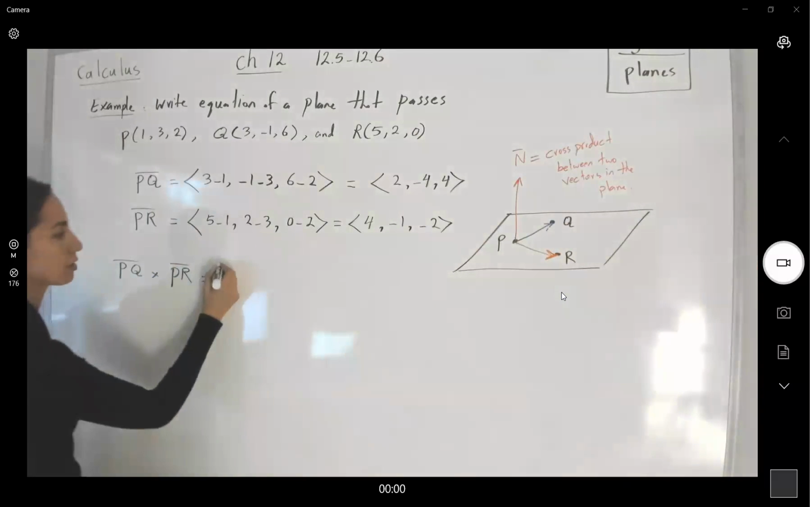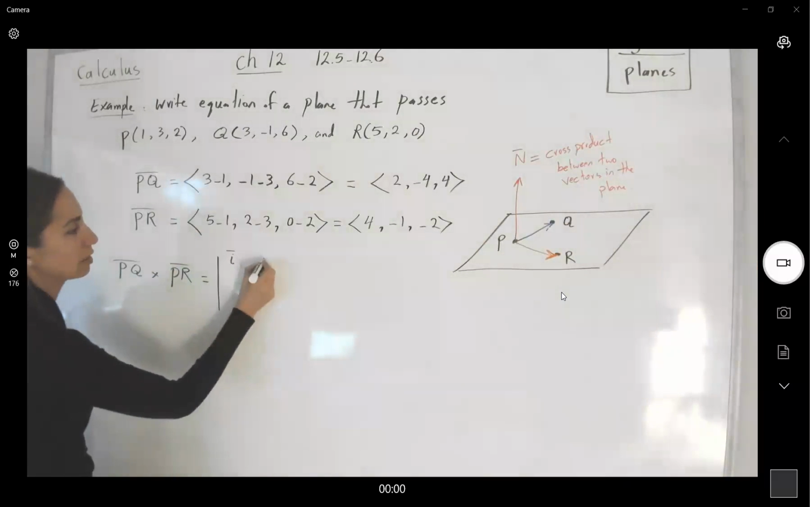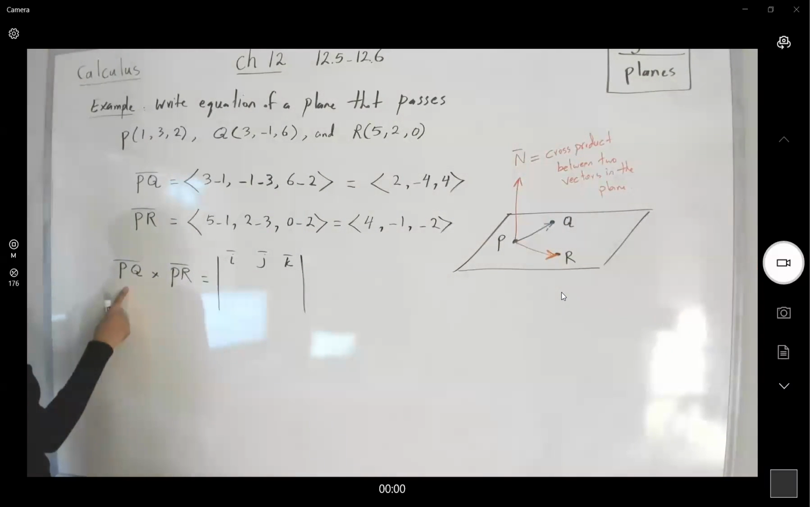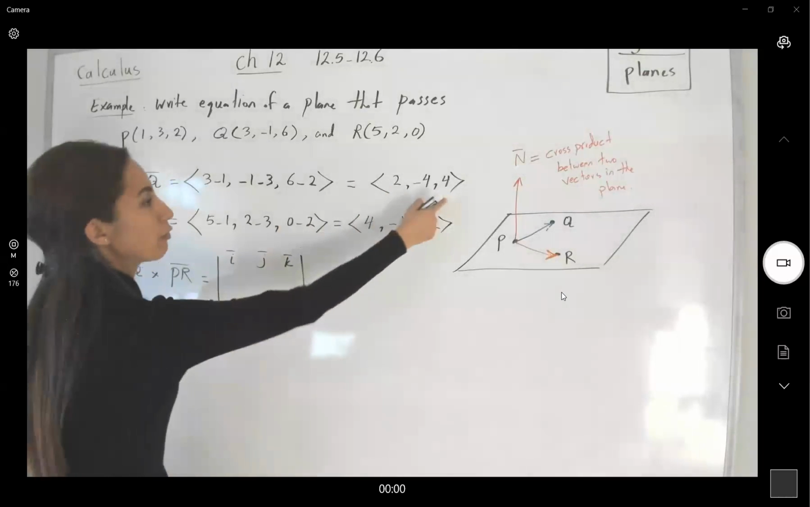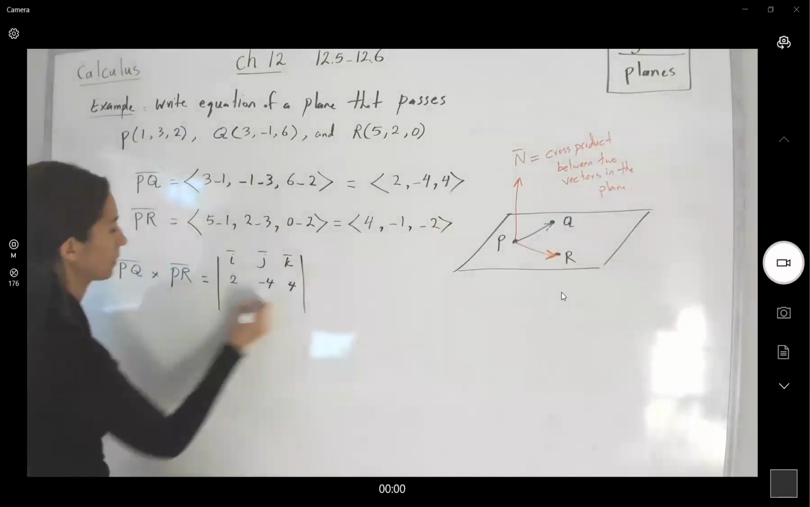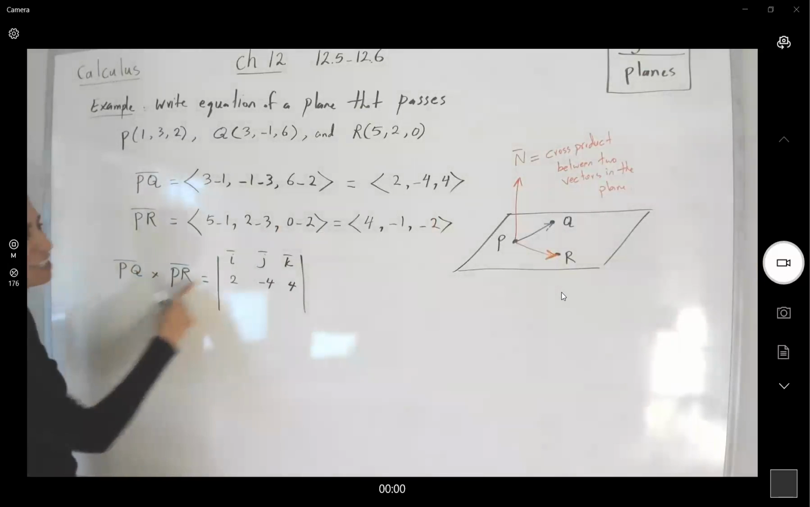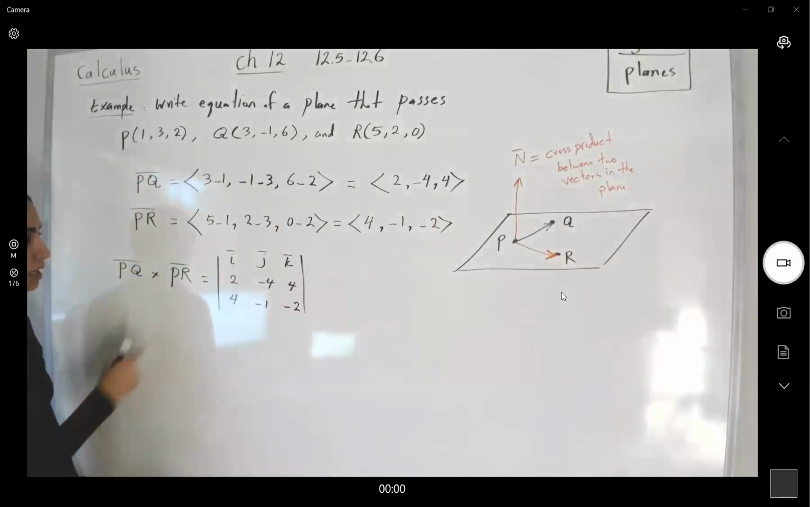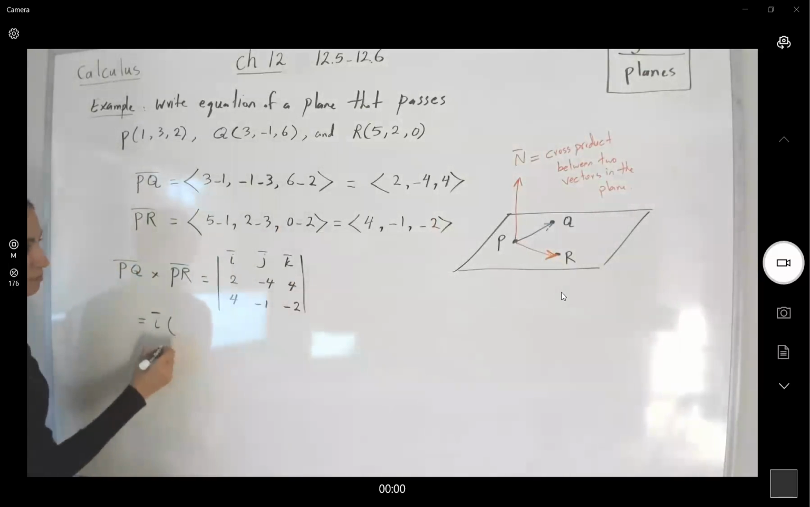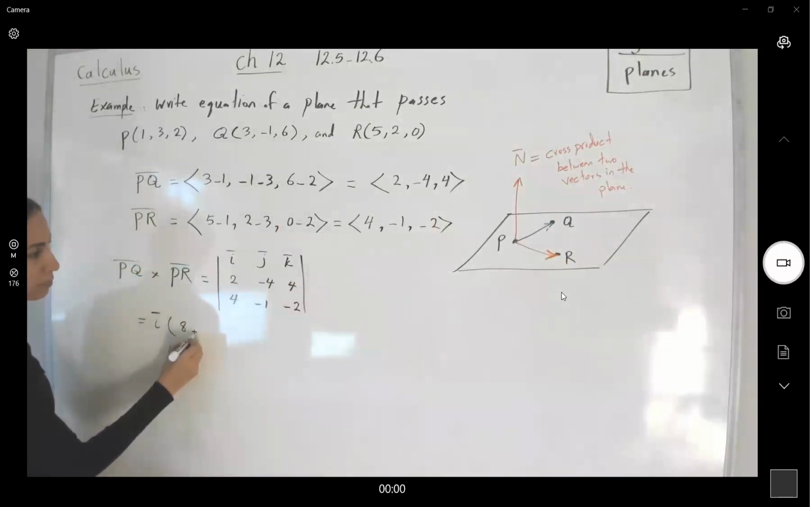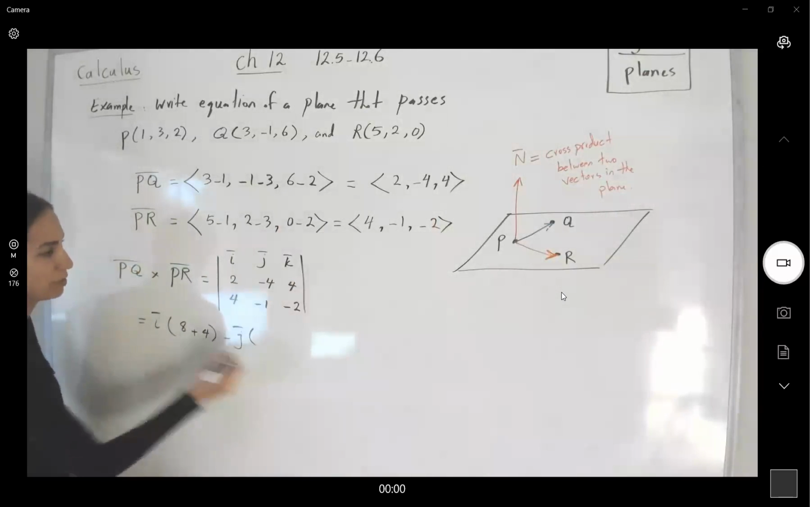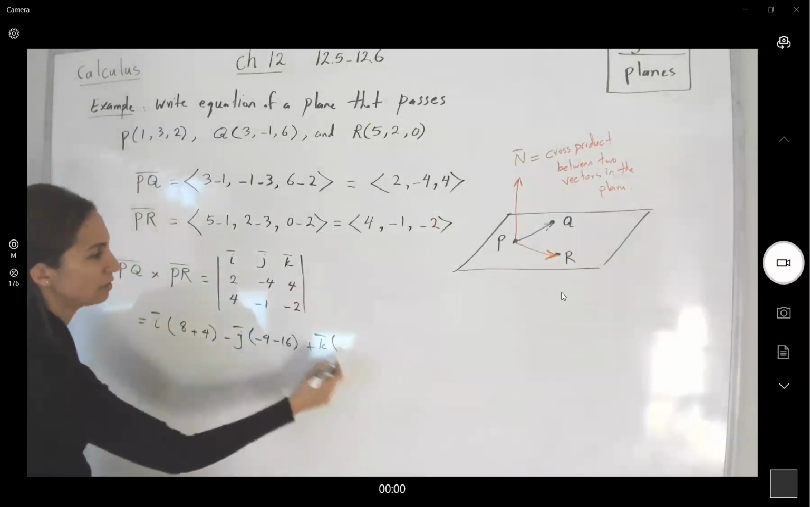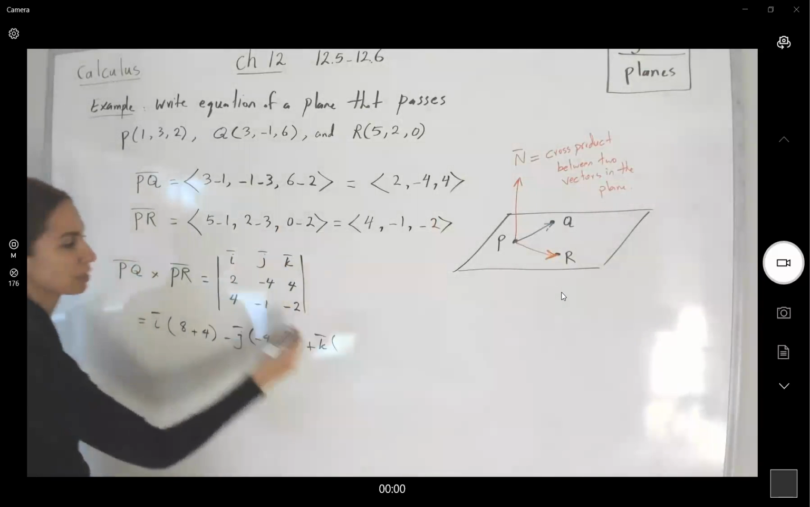To find a cross product, remember that we have I, J, K on the first row. On the second row, we have our first vector, which is 2, negative 4, and 4. On the last row, we have the last vector, which is 4, negative 1, and negative 2. Okay, so it's going to be I, 8 plus 4, minus J, negative 4 minus 16, plus K, negative 2 plus 16.